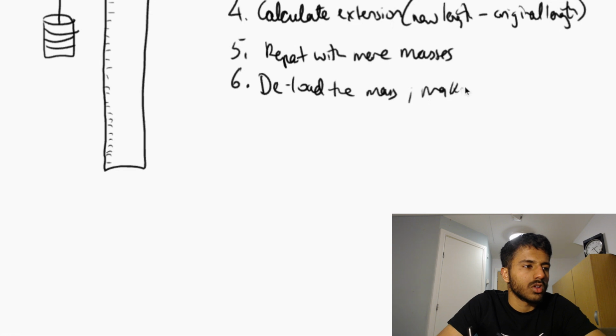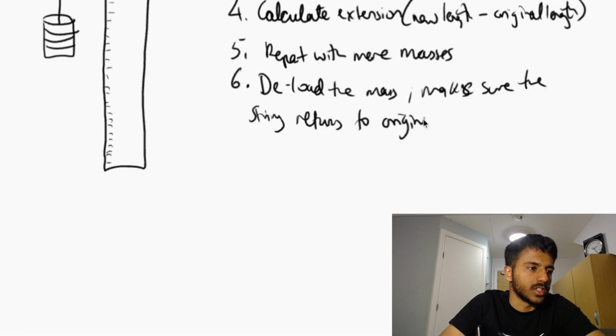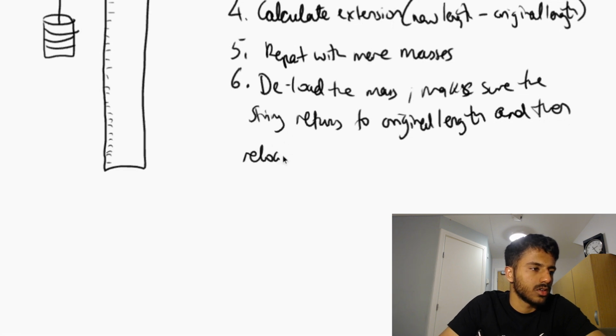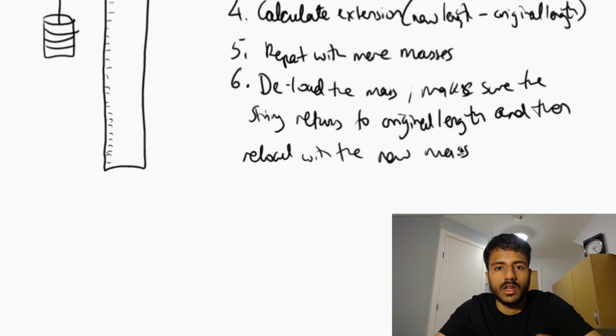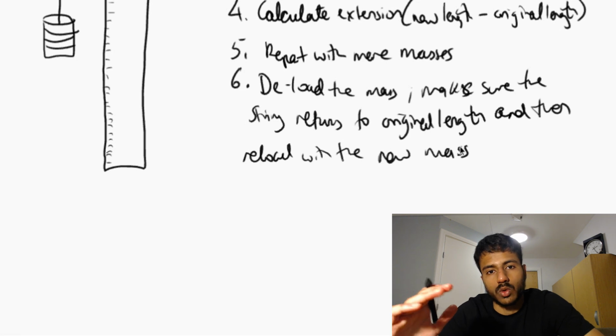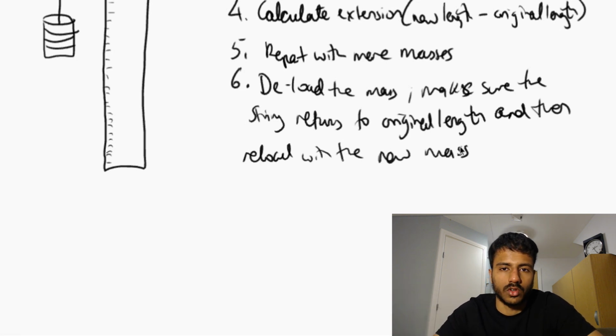Make sure the string returns to its original length, and then reload with the new mass. So you deload it, make sure it goes back to its old length, and then add your new mass on and measure the new length, and then you can calculate your extension.